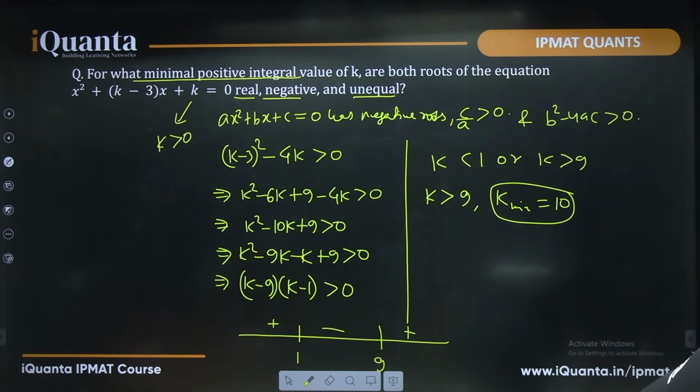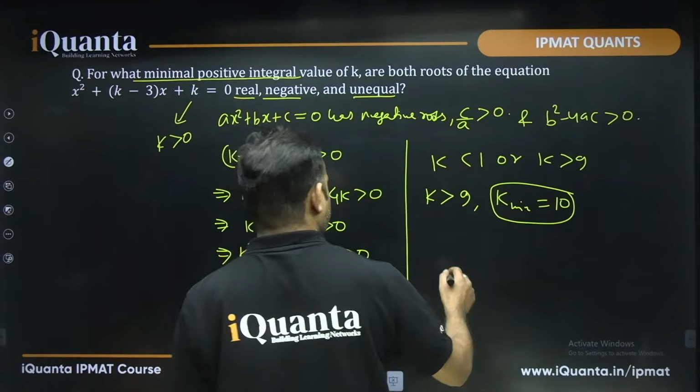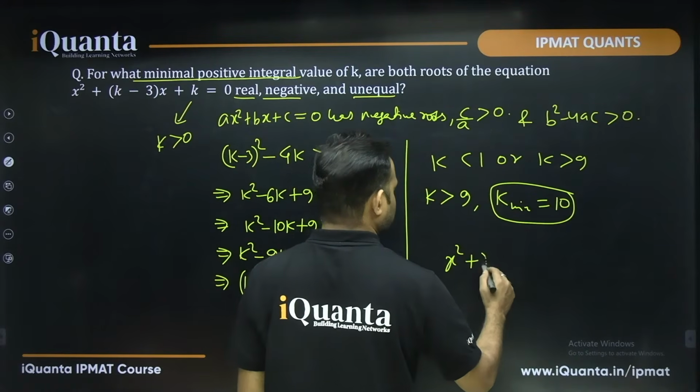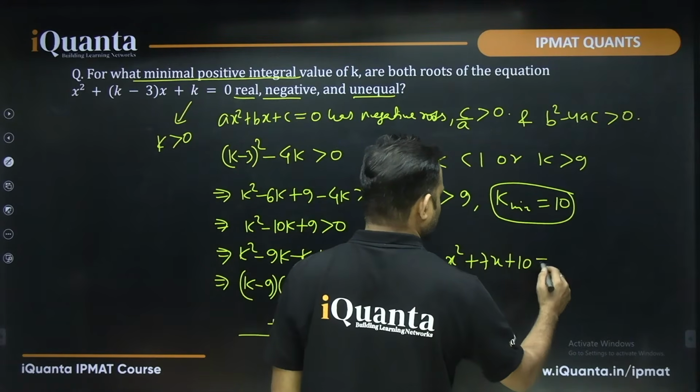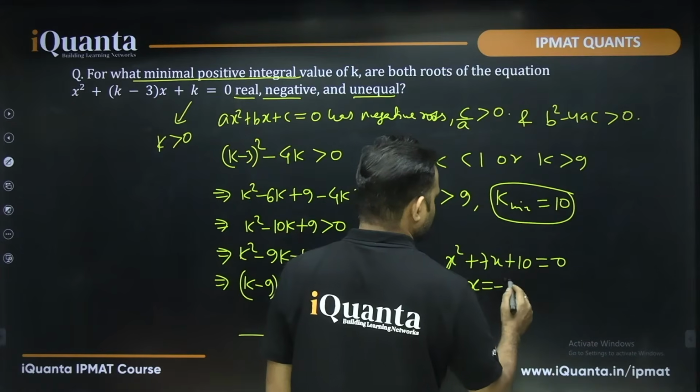10 रखे तो 2 और 5 आ रहे रूट्स. नहीं. 2 और 5 कैसे आएंगे? -2 और -5 आएंगे. x square plus 7x plus 10 is equal to 0. x is equal to -2, -5.